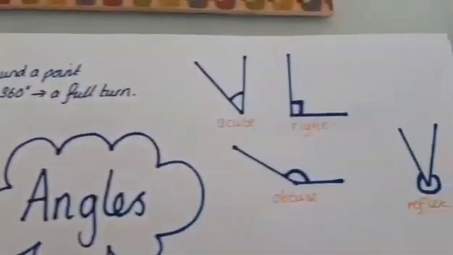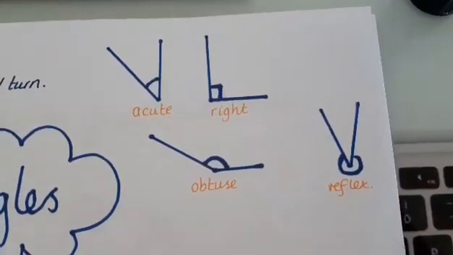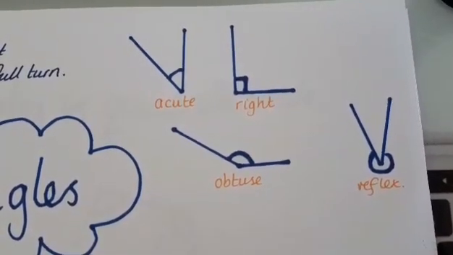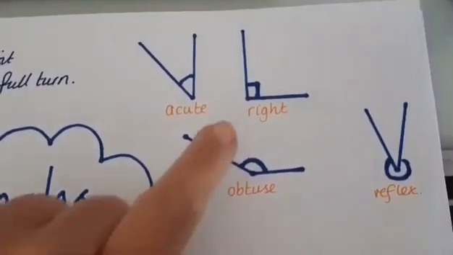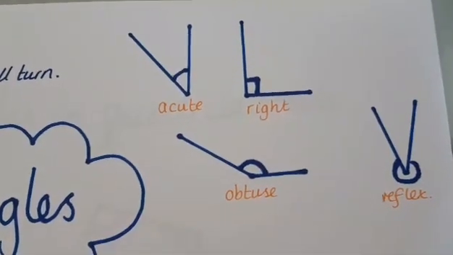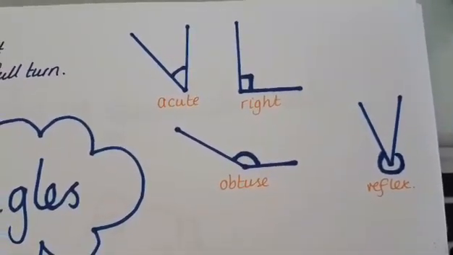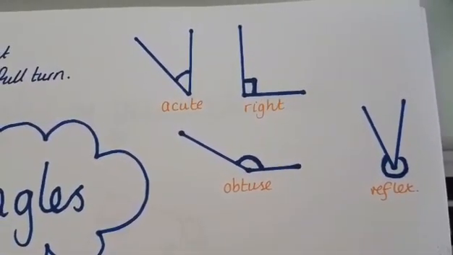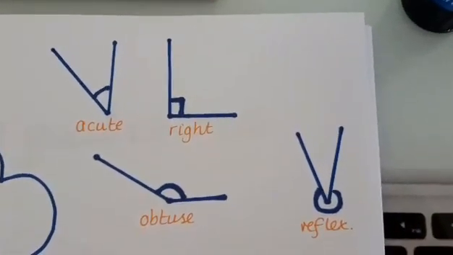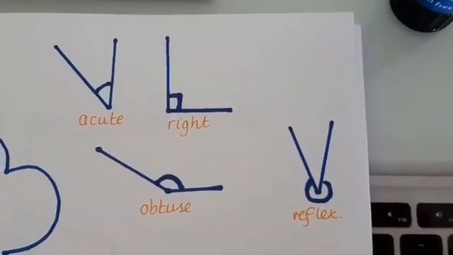In class, we've also learnt the key vocabulary and the names for all of the different types of angles. We have an acute angle, which is less than 90 degrees. We have a right angle, which is always shown with the two straight lines rather than a curve, which is 90 degrees. An obtuse angle, which is greater than 90 degrees but less than 180 degrees. And then lastly, the reflex angle, which is greater than 180 degrees but less than 360 degrees, that full turn.